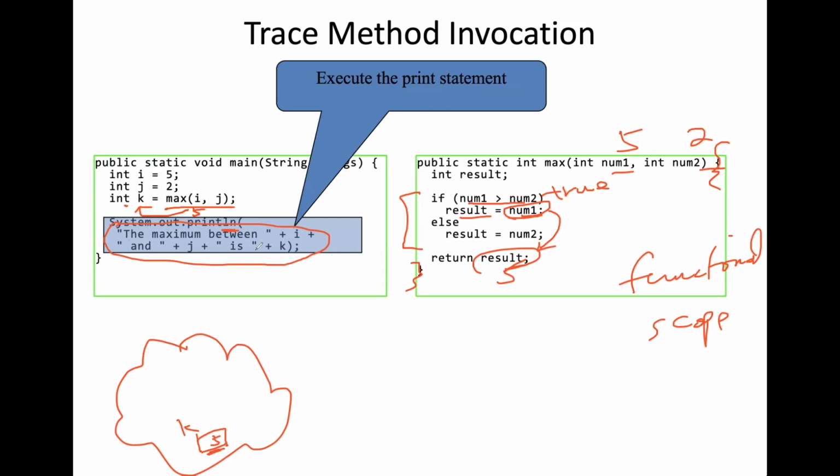println at the end of print. Your print statement is going to be the maximum between 5 and 2 is 5. That's it. This is how a method is invoked from another method.